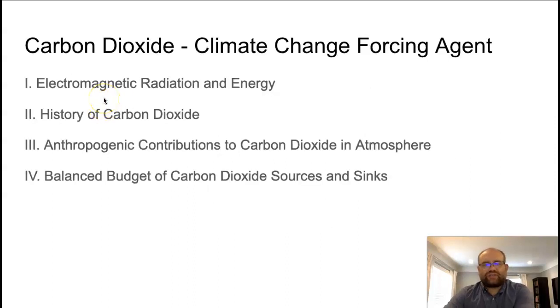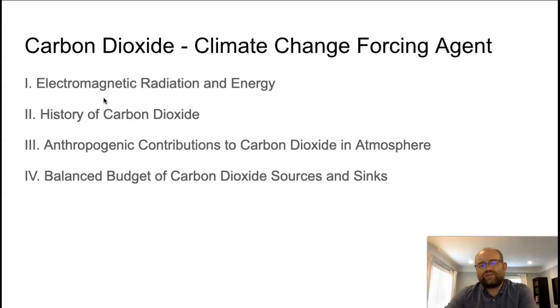So we'll discuss electromagnetic radiation and energy, history of carbon dioxide, the human contributions to carbon dioxide in the atmosphere, take a look at some changes in the concentration of carbon dioxide in the atmosphere from the Industrial Revolution to the present day. And then we'll talk about how to balance the amount of carbon dioxide in the atmosphere by reviewing the sources and sinks of carbon dioxide.